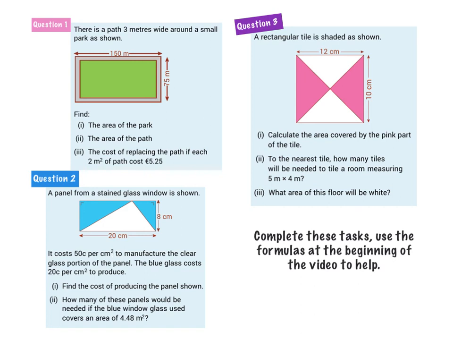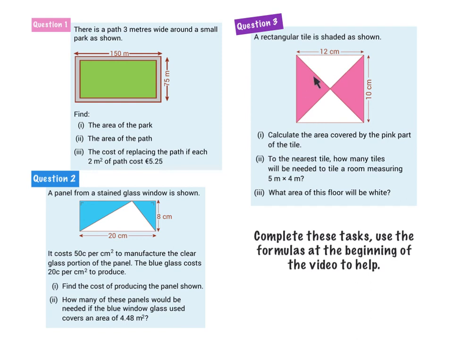Down here in question 2, then you have a panel from a stainless steel window. Again, all your dimensions are in centimeters, so you don't need to convert. It costs 50 cents per centimetre squared to manufacture the clear glass portion of the panel. The blue glass costs 20 cents per centimetre squared. So this is your clear and this is the blue. And they want you to find the cost of producing the panel and how many of these panels will be needed if the blue window covers an area of 4.48 metres squared.